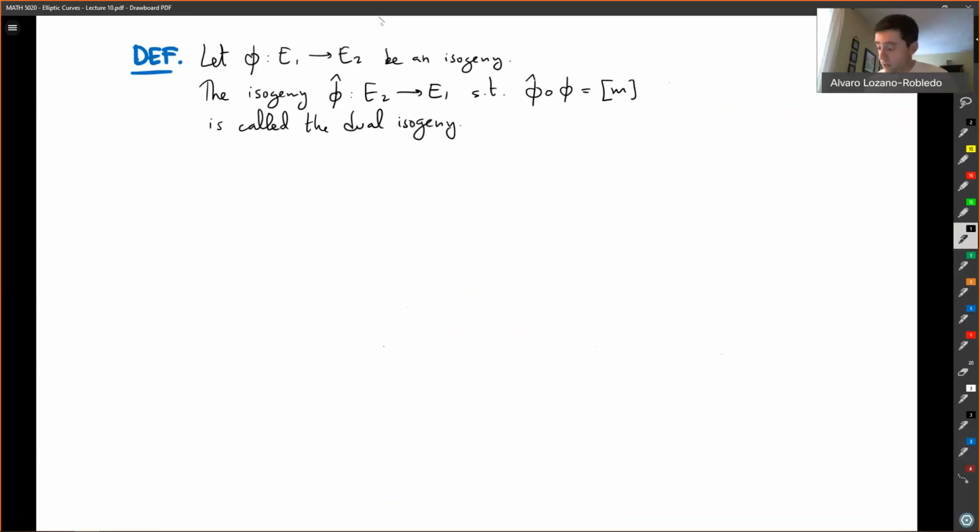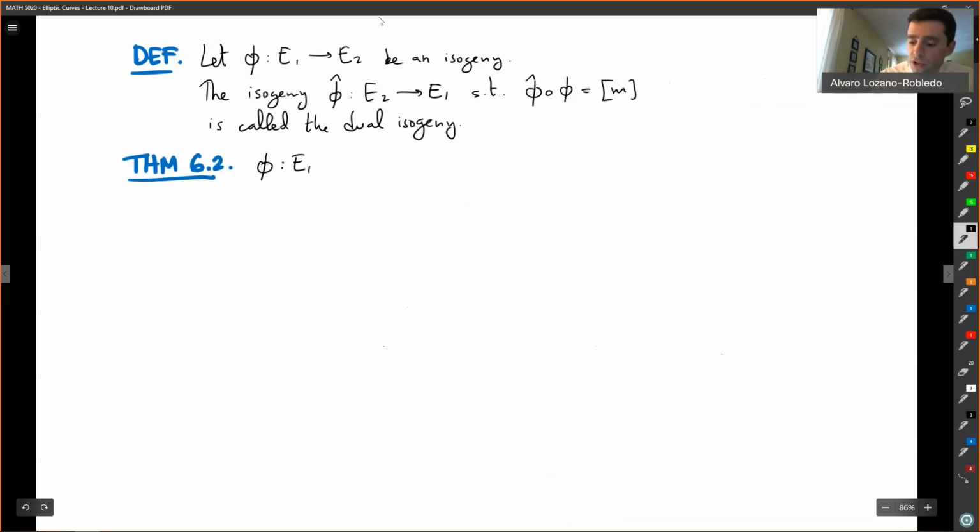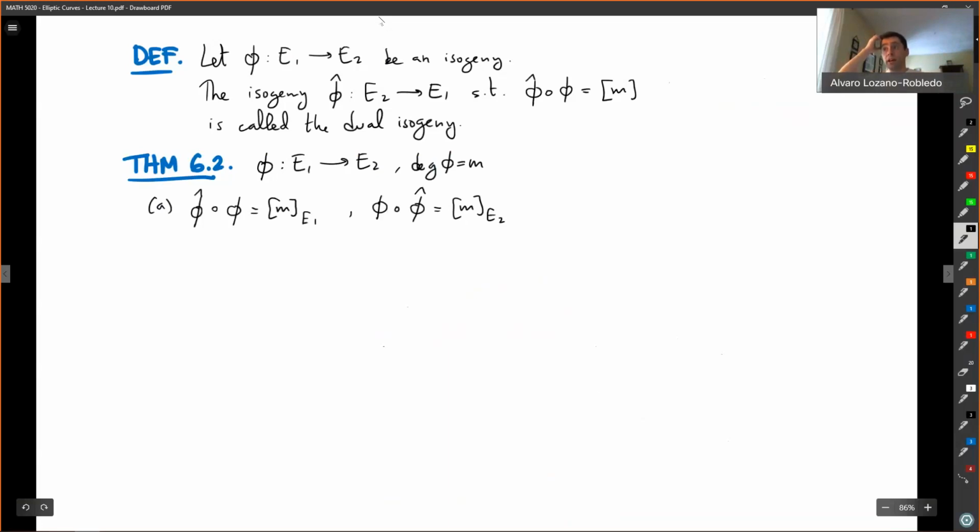So let me state a theorem with properties of the dual isogeny. Here we have phi is an isogeny with degree m. Then the following properties are satisfied: A, phi hat composed with phi is multiplication by m on E1, and phi composed with phi hat is multiplication by m on E2. This means that essentially the dual of the dual is itself. Right, so the dual of phi hat is phi.